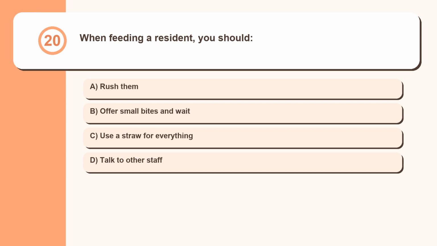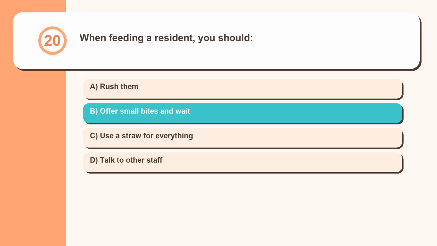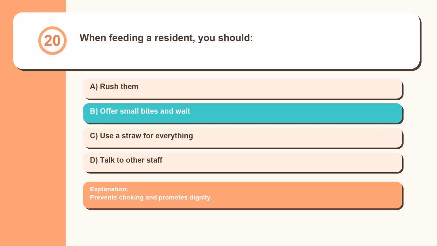Question 20. When feeding a resident, you should rush them. Offer small bites and wait. Use a straw for everything. Talk to other staff. Answer: offering small bites prevents choking and promotes dignity.